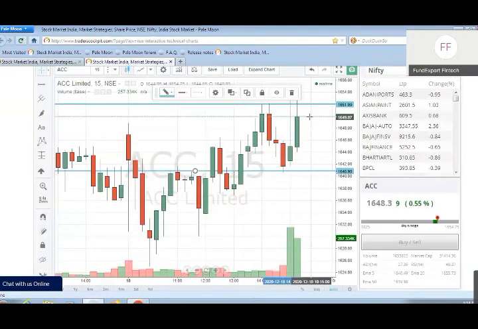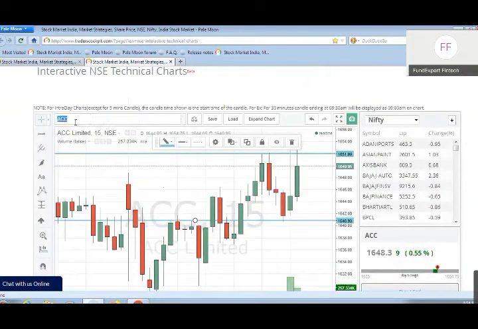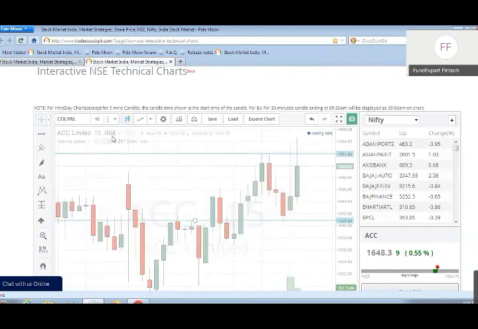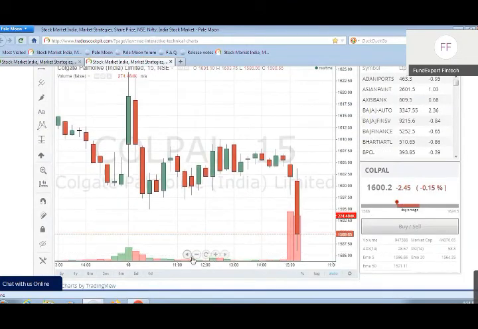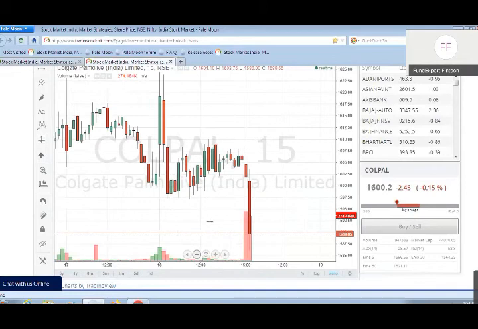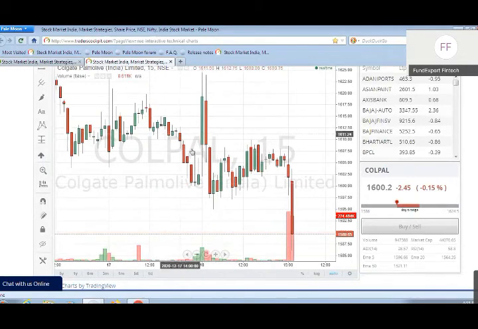Now, how it works out is, say for example, I'm taking the case of Cockpit itself. Now in Cockpit, it's a breakout setup. It scanned for the stock at a breakout here. That means that the overall trend of the stock was downside only.